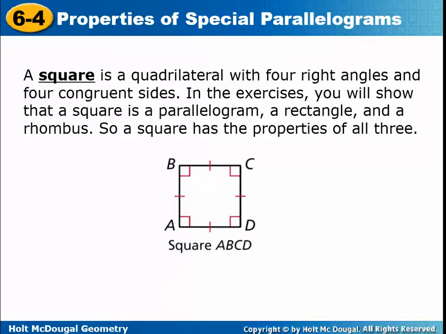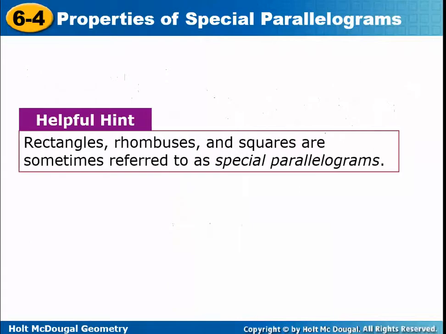All right, one more term for this section, and that is square. A square is a quadrilateral with 4 right angles and 4 congruent sides. That's the definition of square. So you'll need to show that a square is a parallelogram, a rectangle, and a rhombus, so it has the properties of all 3. Rhombuses, rectangles, and squares are sometimes referred to as special parallelograms. That's why we have that title for the section.